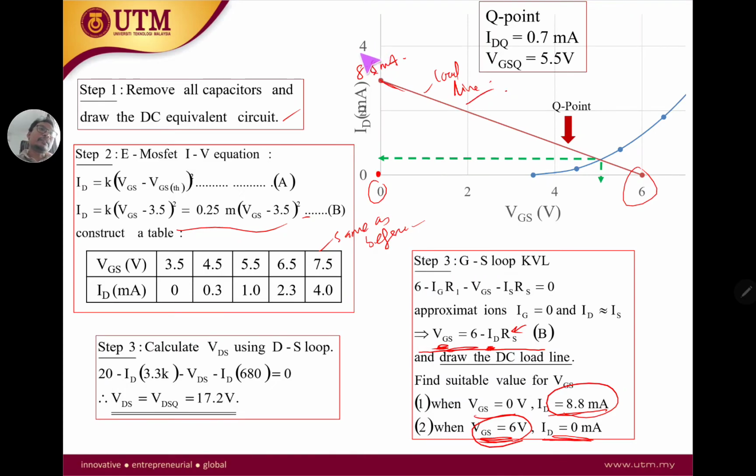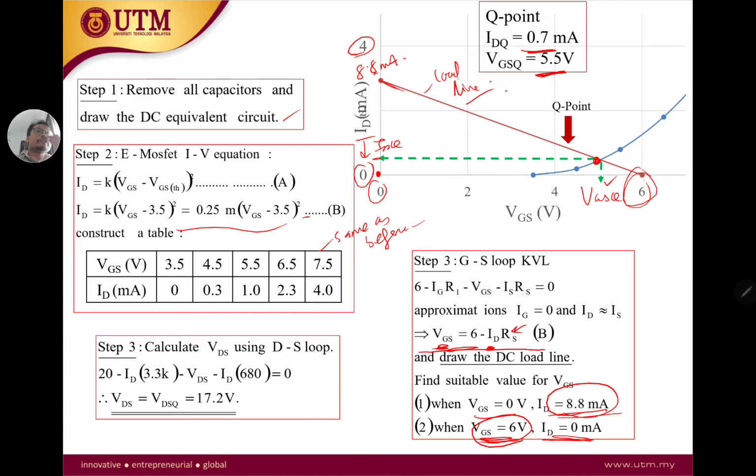So you have to be careful, I think there is an error there. So 8.8, and VGS 6 at ID 0. So ID is 0, and we're going to set our VGS equal to 6. We have the first line, we have this line, and the intercept is going to be your IDQ and your VGSQ, which is going to be 5.5. Okay, so this looks correct. That's around 5.5, and here also looks correct, it is 0.7.